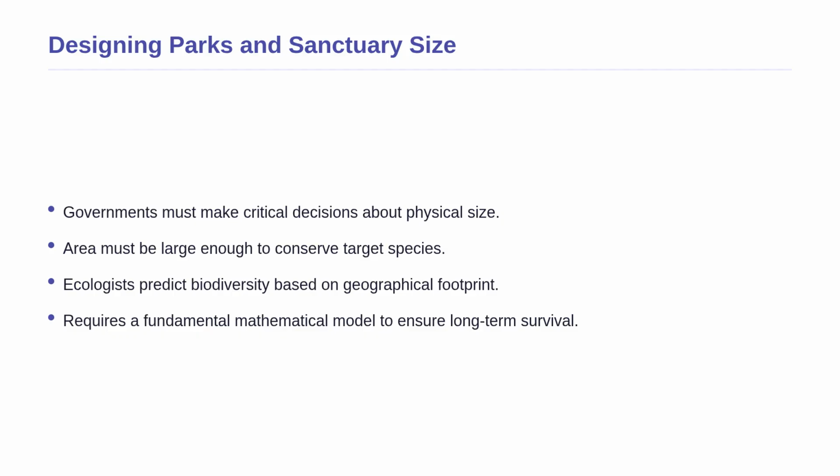Having seen how these areas are zoned, we must now consider how they are designed in the first place. When governments establish a new national park, they must make critical decisions about its physical size. They need to know exactly how large the protected area must be to successfully conserve a target number of species. It is not enough to just draw a random line on a map. Ecologists must predict biodiversity levels based on the geographical footprint of the sanctuary, ensuring the space is adequate for long-term survival. To answer this complex question, scientists rely on a fundamental mathematical model.